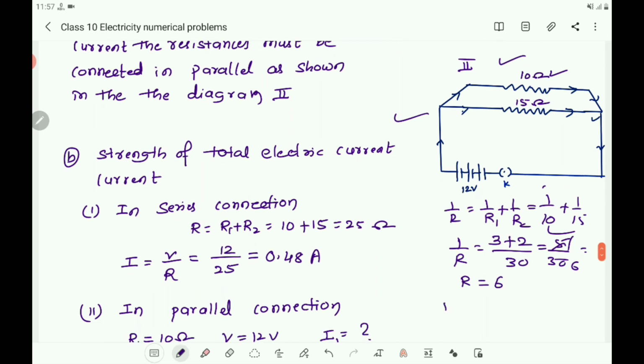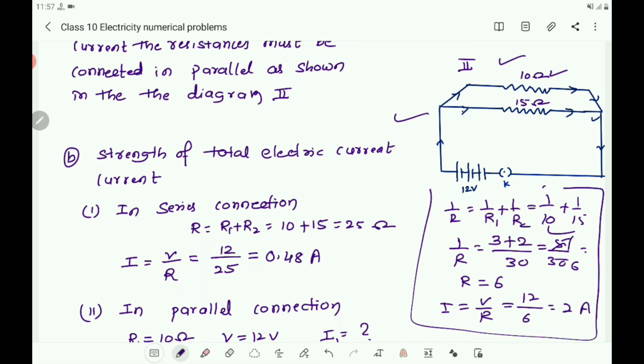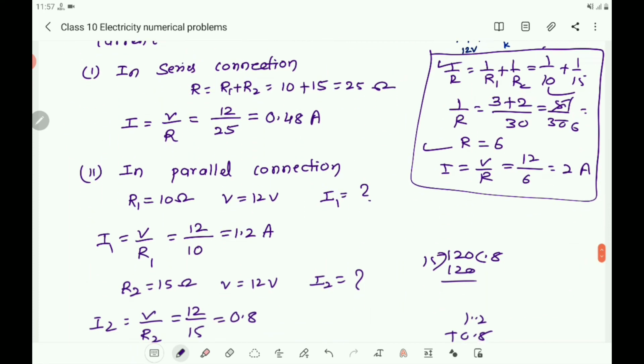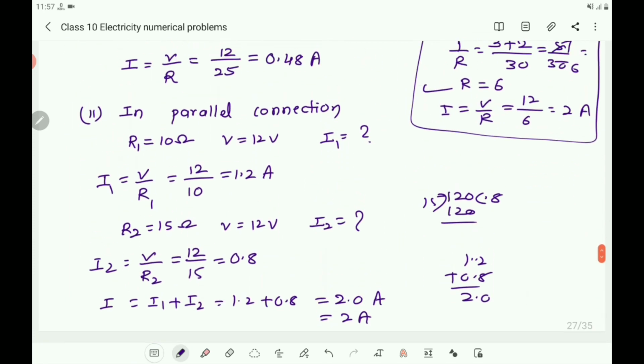So use the relation I equals V by R. That is V is 12 volt, R is 6. So you will get 2 amperes. You can also get the total current in the parallel connection by using this method. First you get the total resistance, then you use the formula V by R. Or you can find the current in each resistance and add them. You can use any one of the methods to get the total current in the parallel connection.